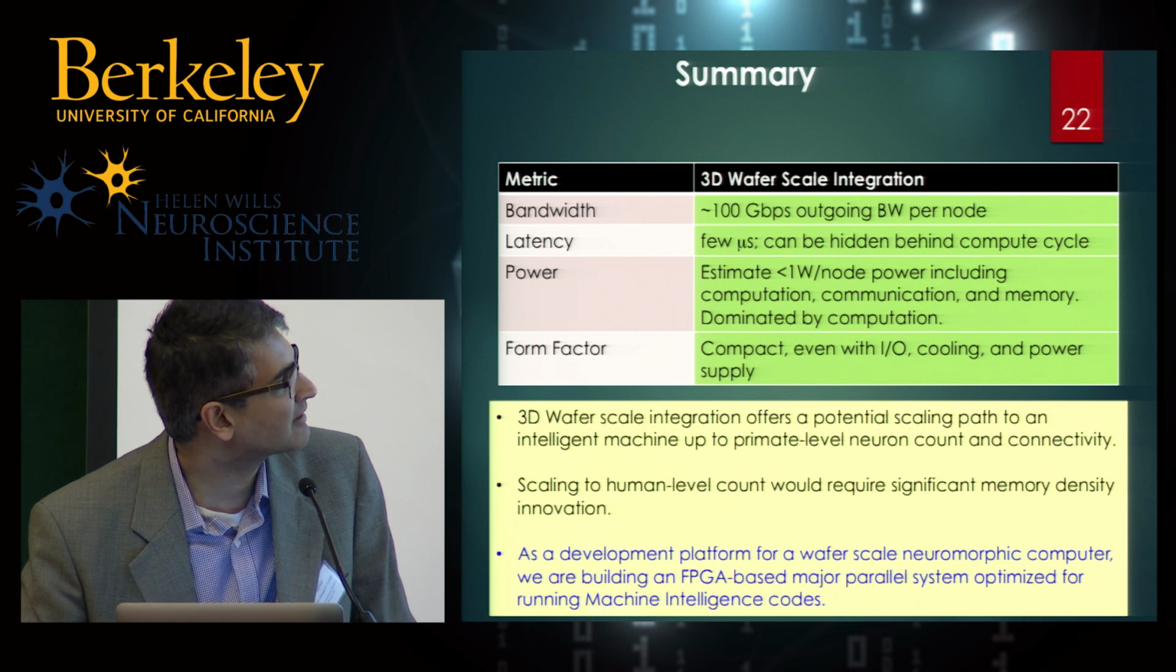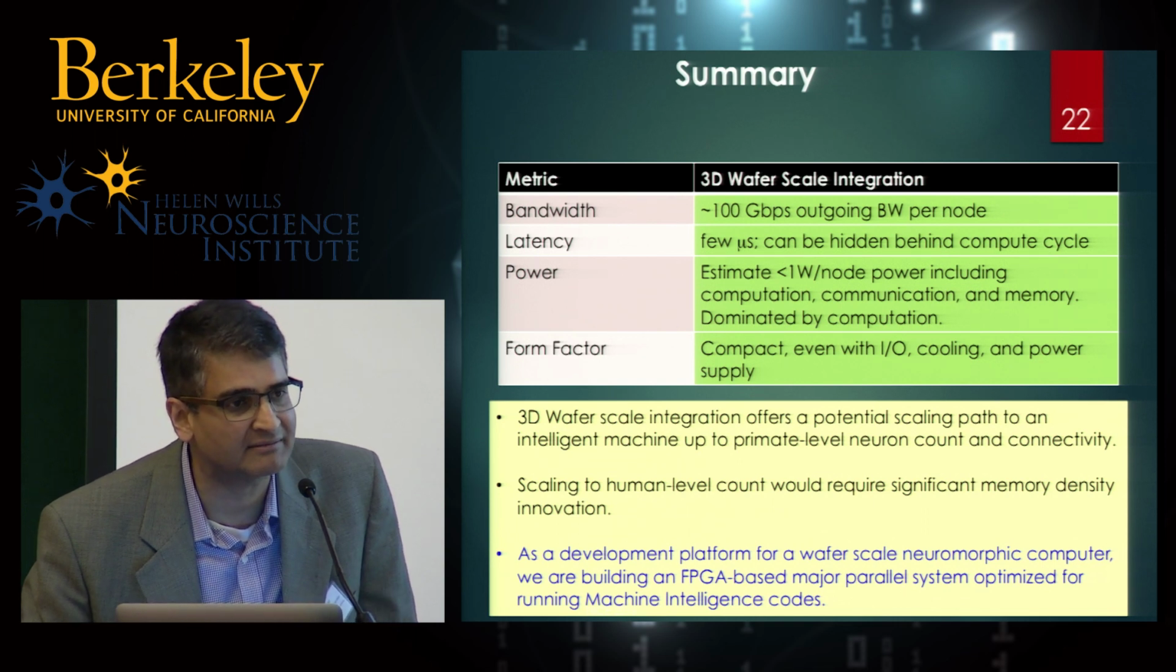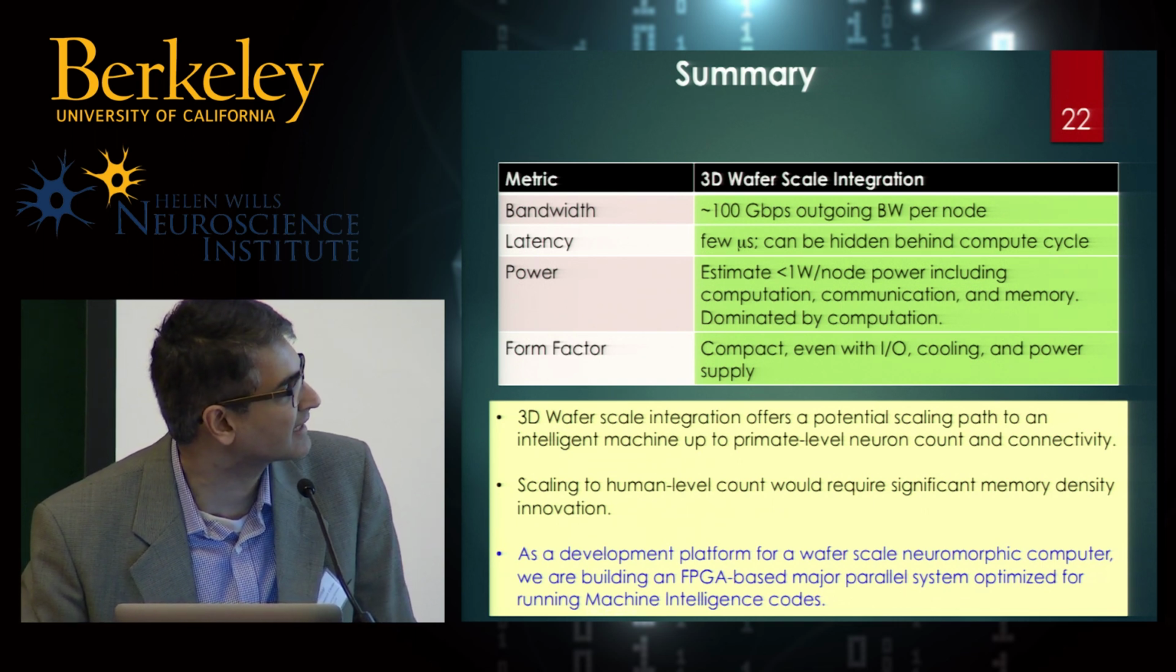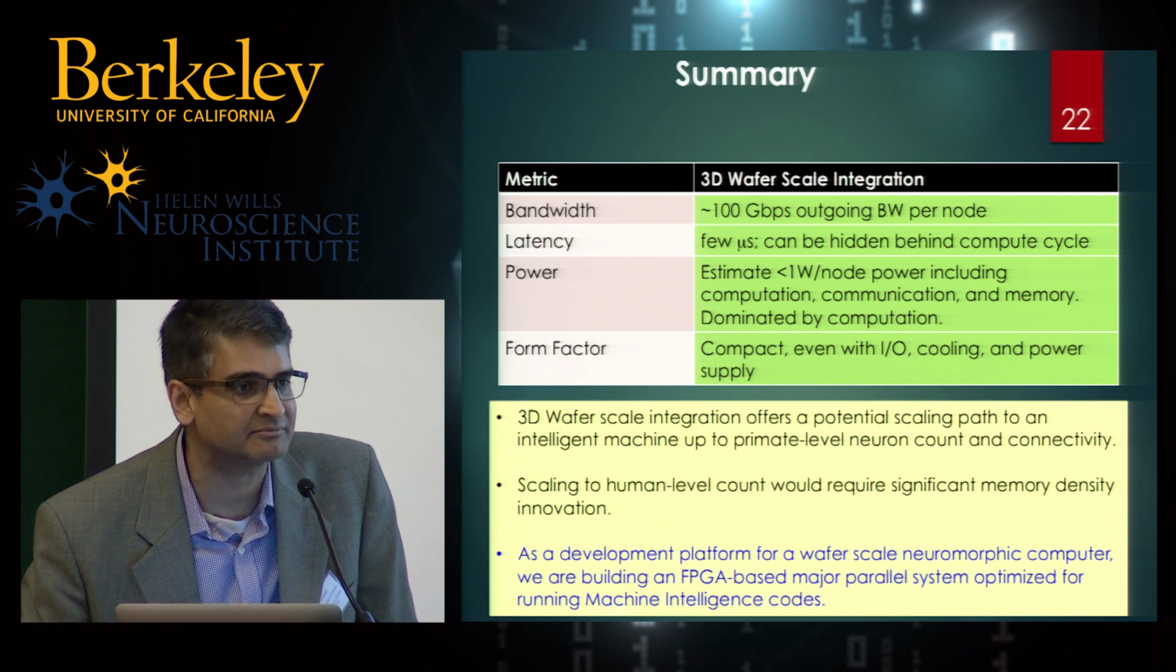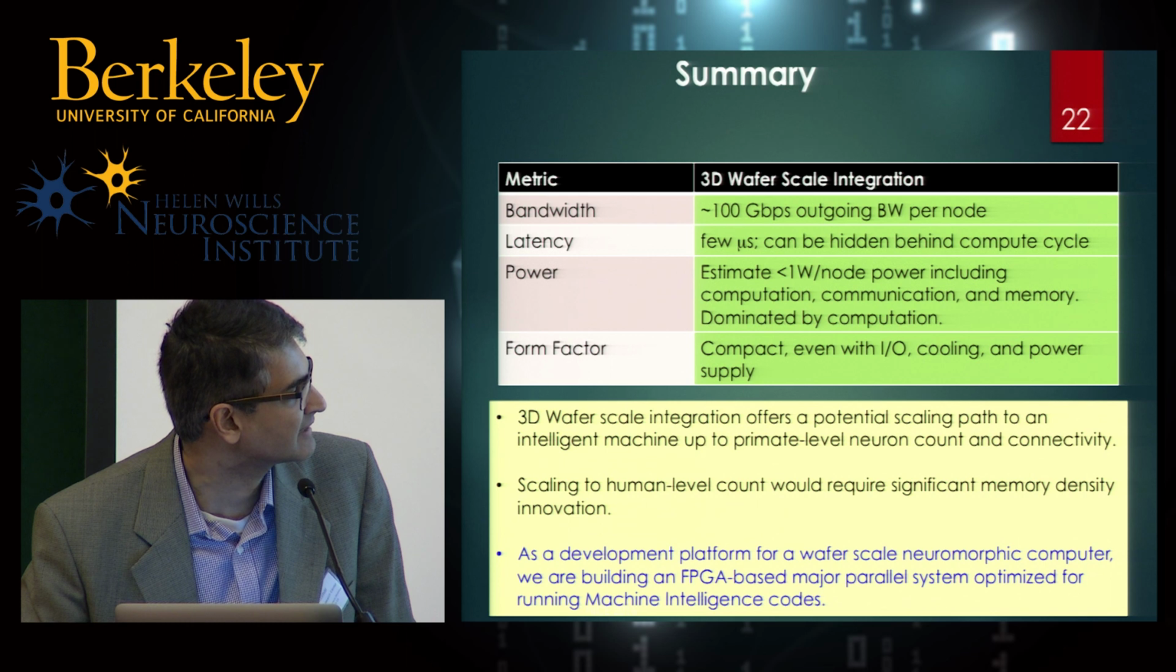So my conclusions are that it does offer a potential scaling path for an intelligent machine, at least up to something like a primate level neuron count and connectivity. But scaling up any more than that really will require some innovation in terms of the memory density.